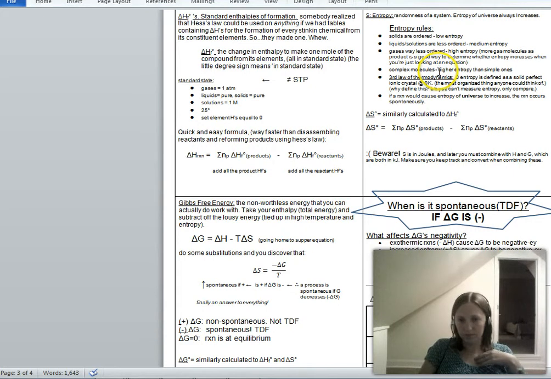All right, so we've talked about the first law of thermodynamics, which is that the energy of the universe is constant, but it can change from one form to another.